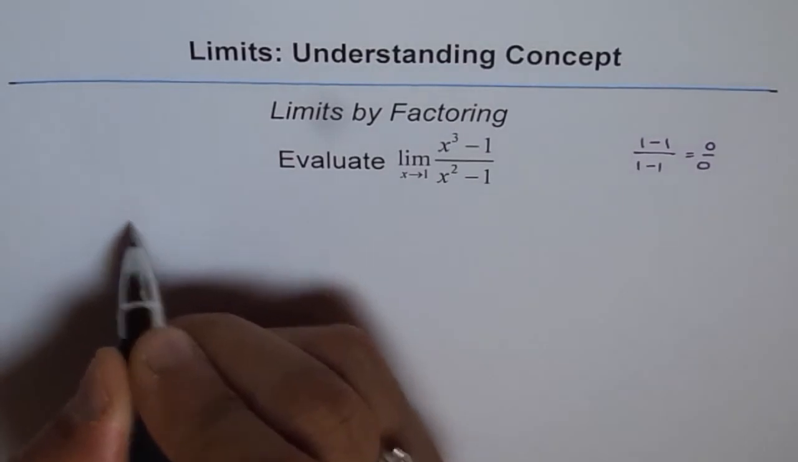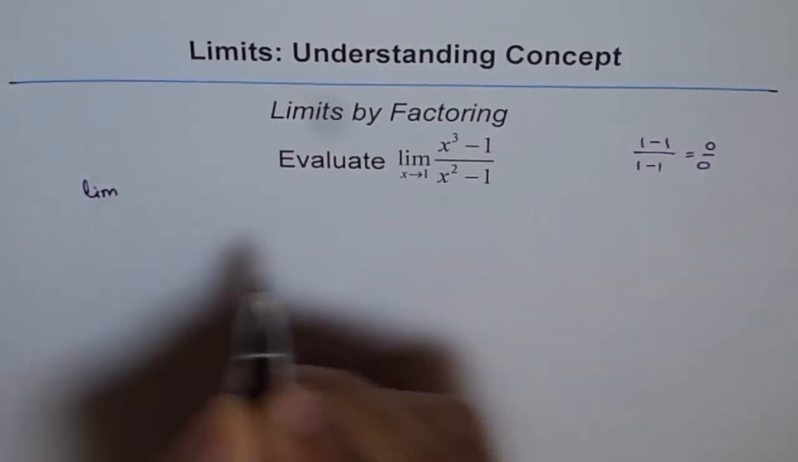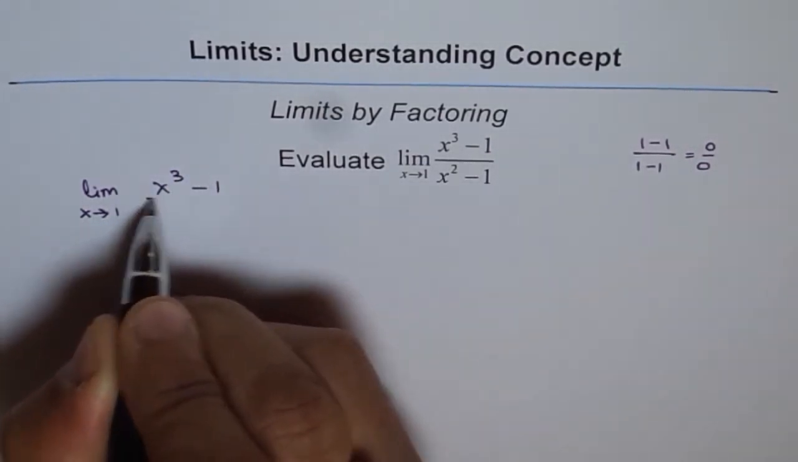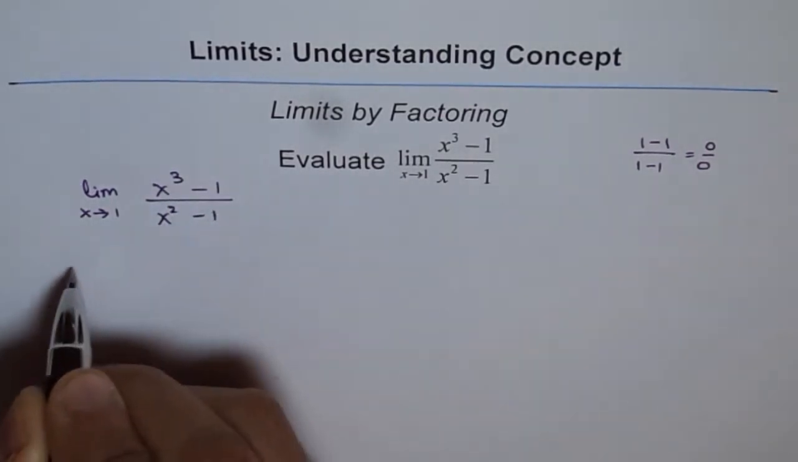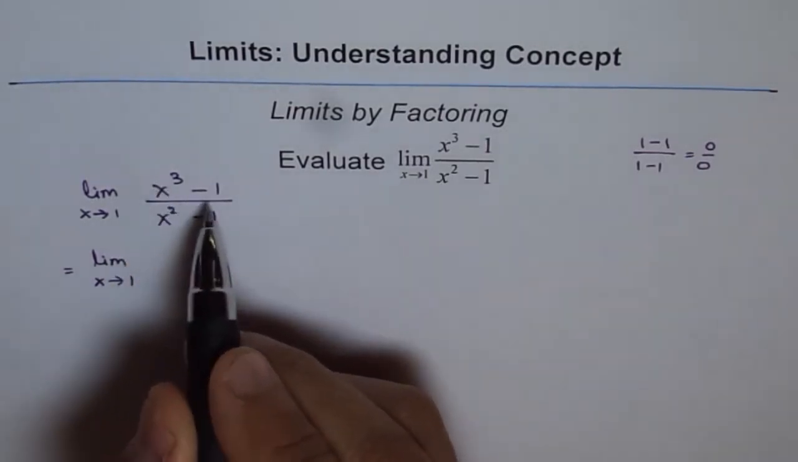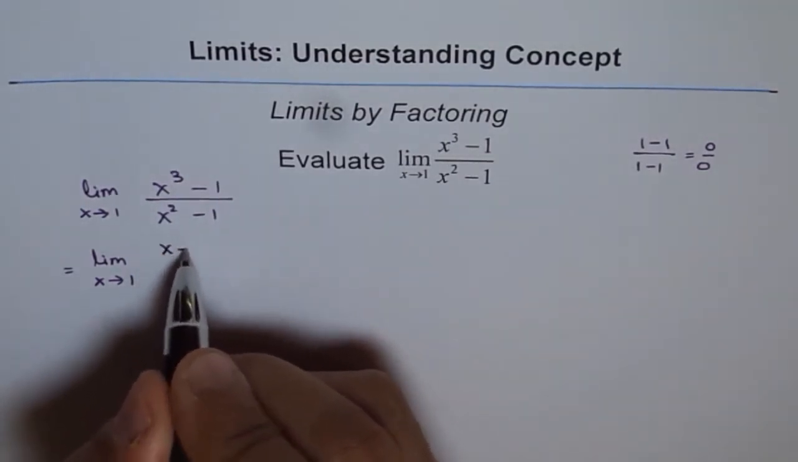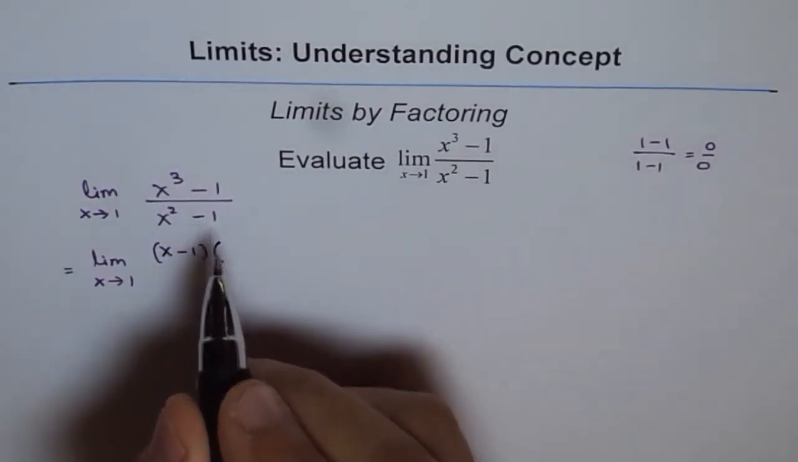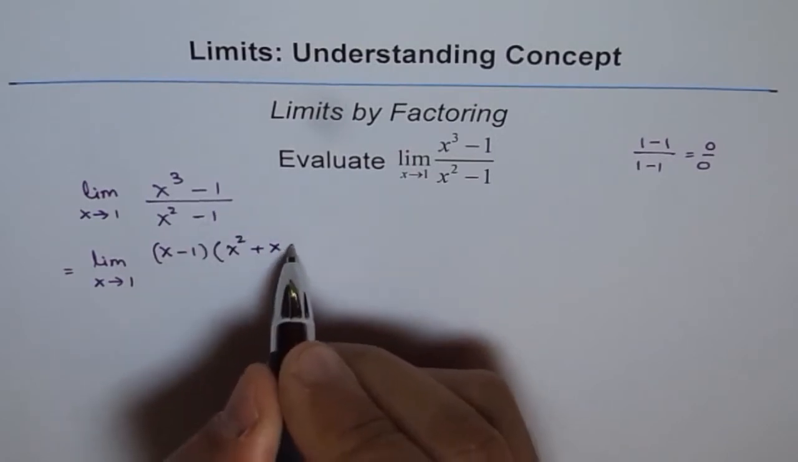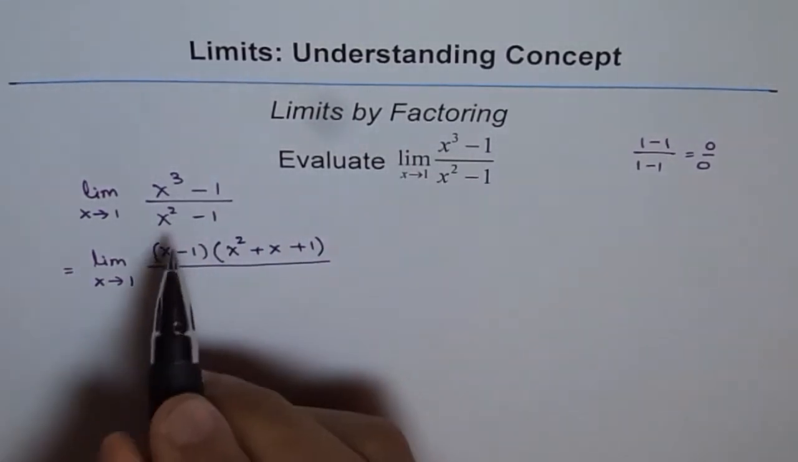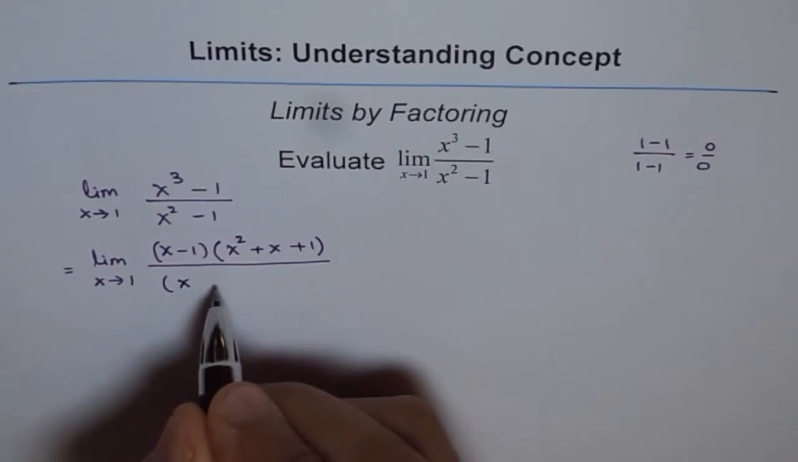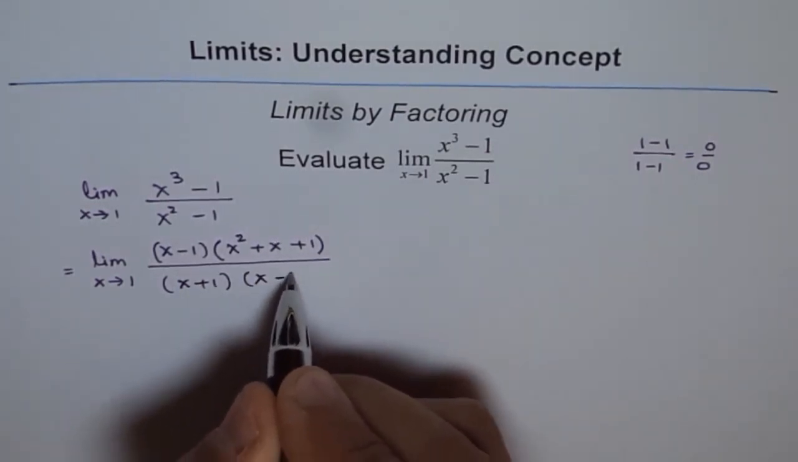So I'll first write down the question, which is limit x approaches 1, x cubed minus 1 over x squared minus 1. This is equal to limit x approaches 1, and you remember the a cube minus b cube formula: a minus b, which is x minus 1, times a squared plus ab plus b squared. So a squared is x squared, ab is x, and b squared is 1, divided by the difference of squares, which is x plus 1 times x minus 1.